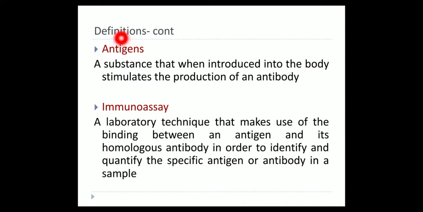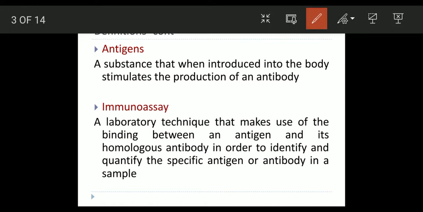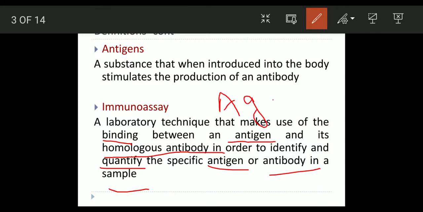So now, what are antigens? Antigens are any substance that, when introduced into the body, stimulates the production of an antibody. This is the basics. Now let's talk about the immunoassay, a laboratory technique that makes use of the binding between an antigen and its homologous antibody in order to identify and quantify the specific antigen or antibody in a sample. Yes guys, immunoassay is based on the principle of antigen antibody interaction.